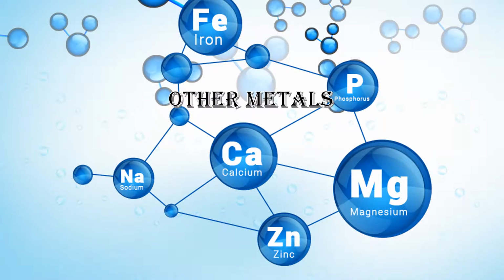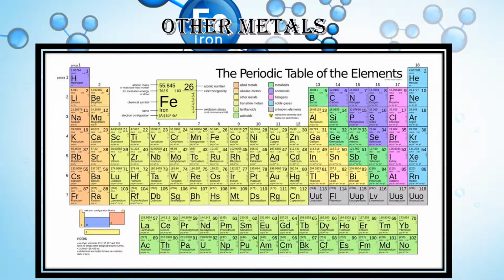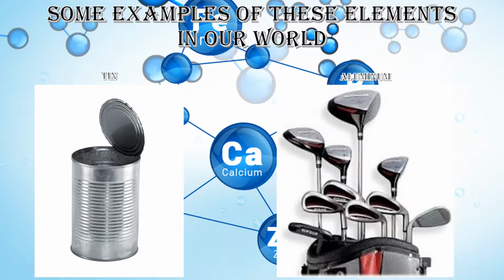The other metals. The other metals are malleable, have a relatively high density, and are opaque. Let me circle these guys for you so you can see them. They're right here. These elements have different charges and are between the transition metals and the metalloids. Some examples of these are tin, which is used in some instances to make pens, and aluminum, which is used for making golf clubs.